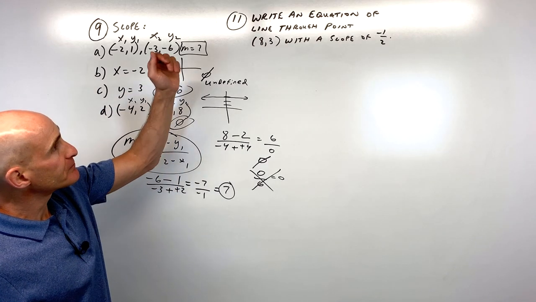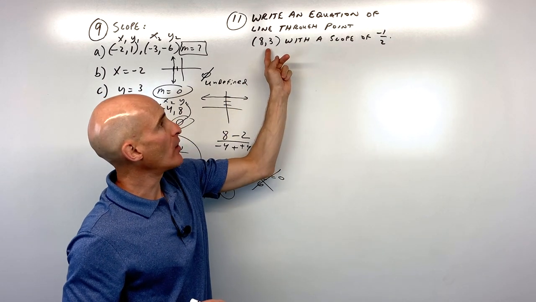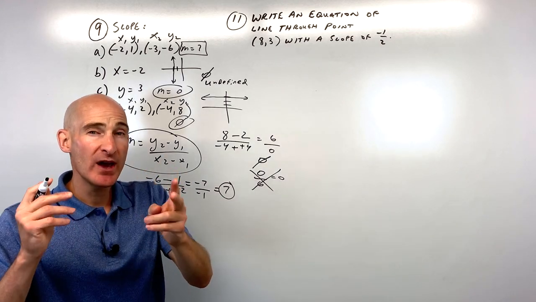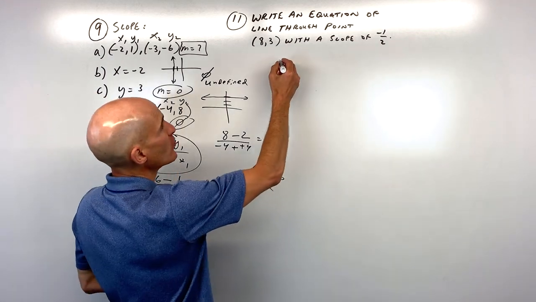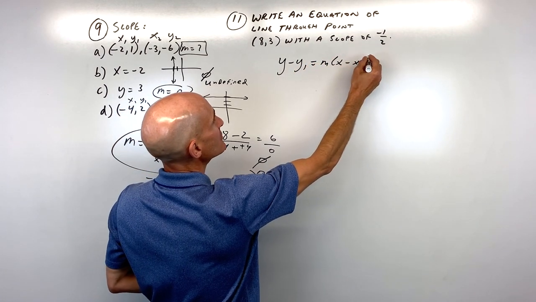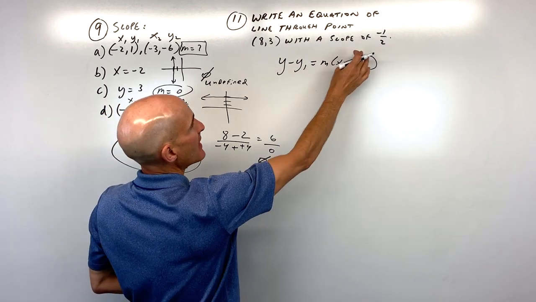Number 11, we want to write an equation of a line that goes through this point and has a slope of negative 1/2. Now you can do this two different ways, and I'm going to show you both ways. The first way, we're going to use the point slope form of the equation of a line. y1 and x1, that's your point, and m, that's your slope.